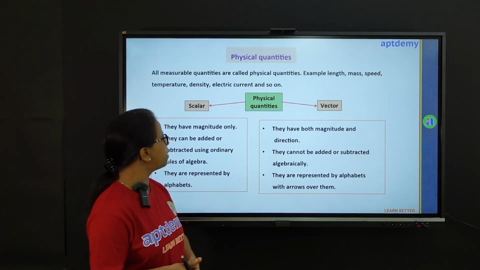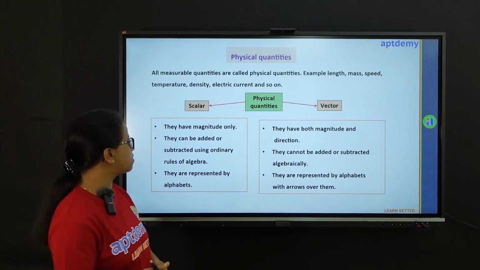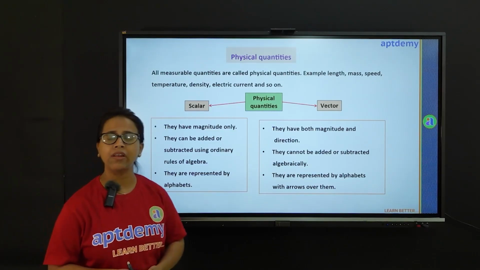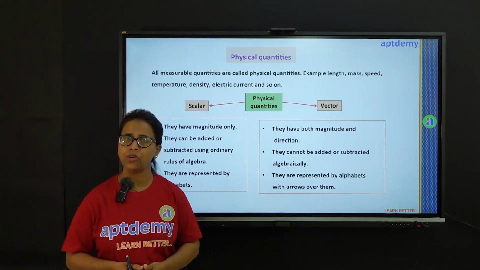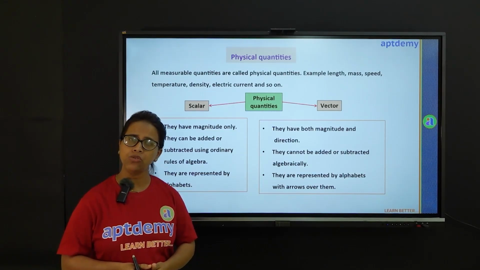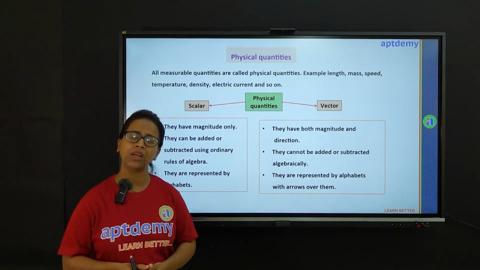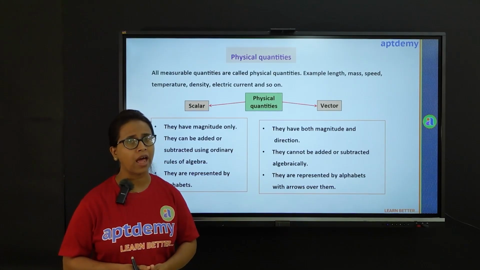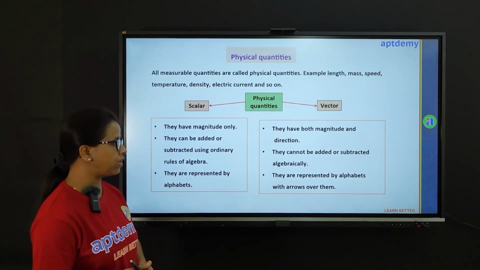Now, another main difference between scalars and vectors is that scalars can be added by using ordinary rules of algebra, while those rules do not hold good in case of vectors. Vectors are added by vector laws of addition.